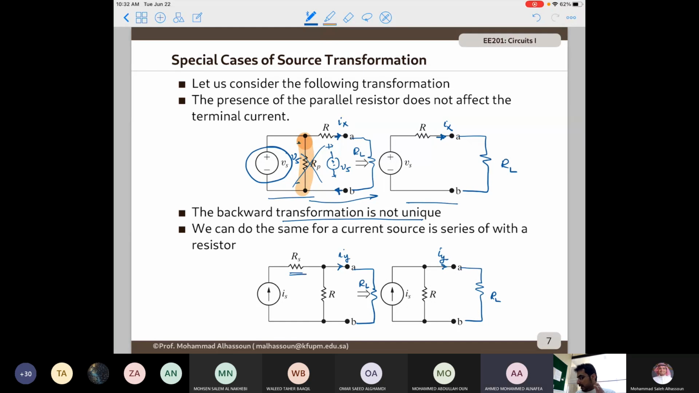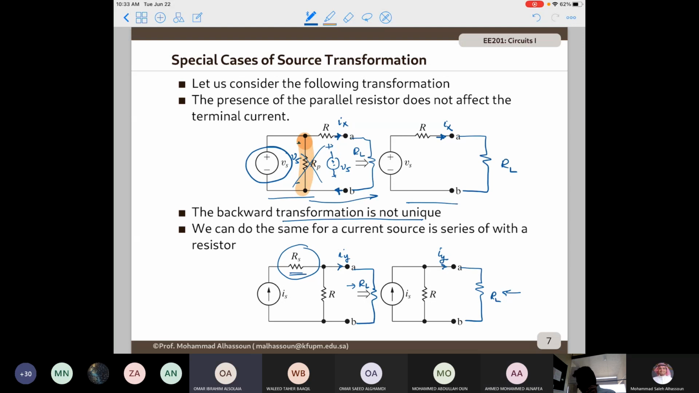Okay? We can do the same here if we have a current source in series with a resistor. So if you connect a load here and the same load here, and I'm asking you to find Iy, you'll see that having a series resistor over there does not affect the current passed through IL. So we can remove it. Umar? Okay, thanks. Umar, Saleh?